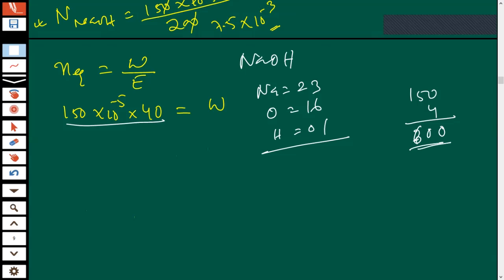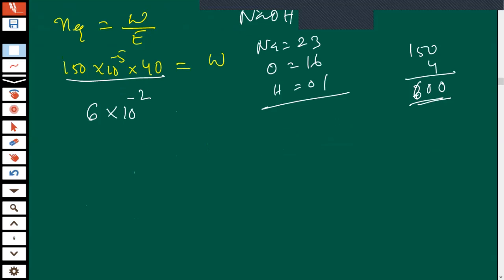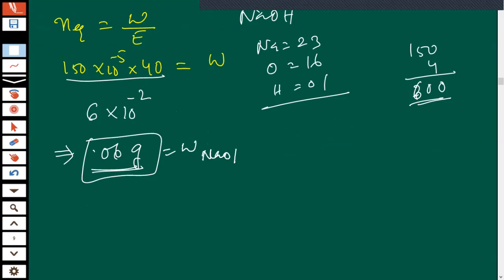6 into 10 to the power minus 2. Who gave me 10 to the power minus 3 like this? Is it okay now? So alternatively, what will be the answer? 0.06 gram, right? This is the weight of NaOH in the solution of 200 milliliter, right?